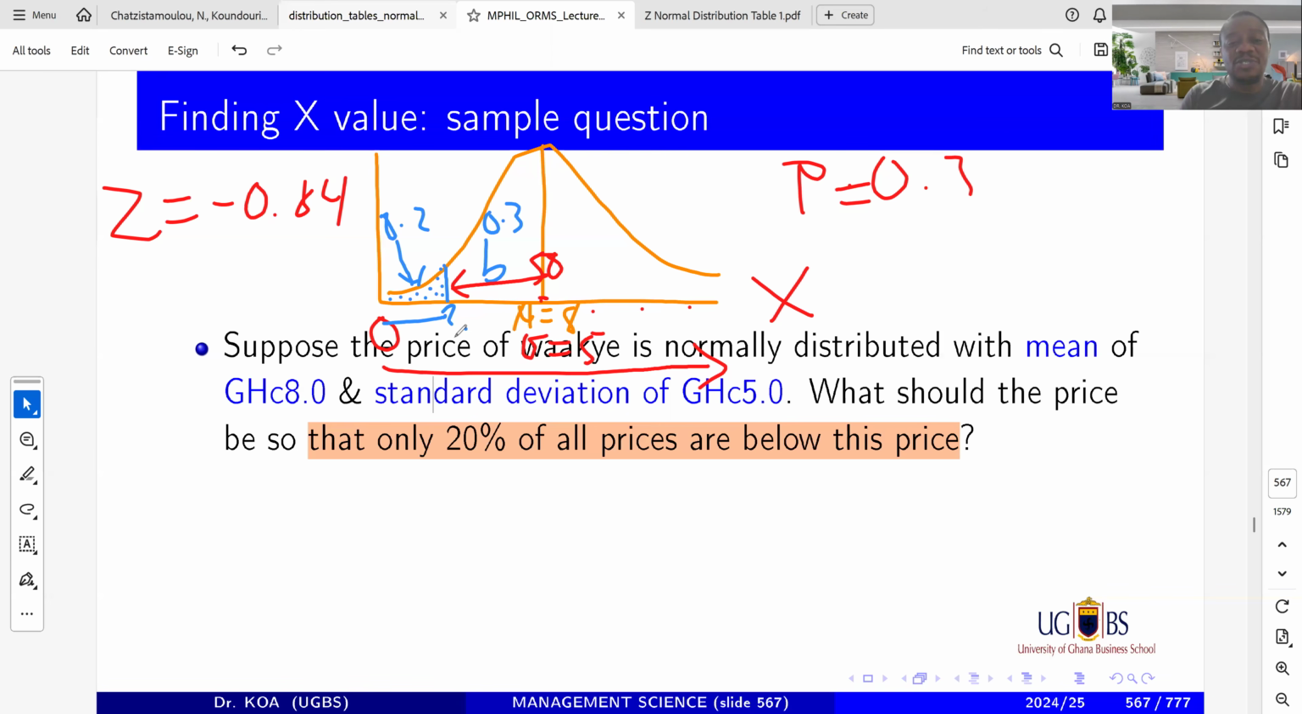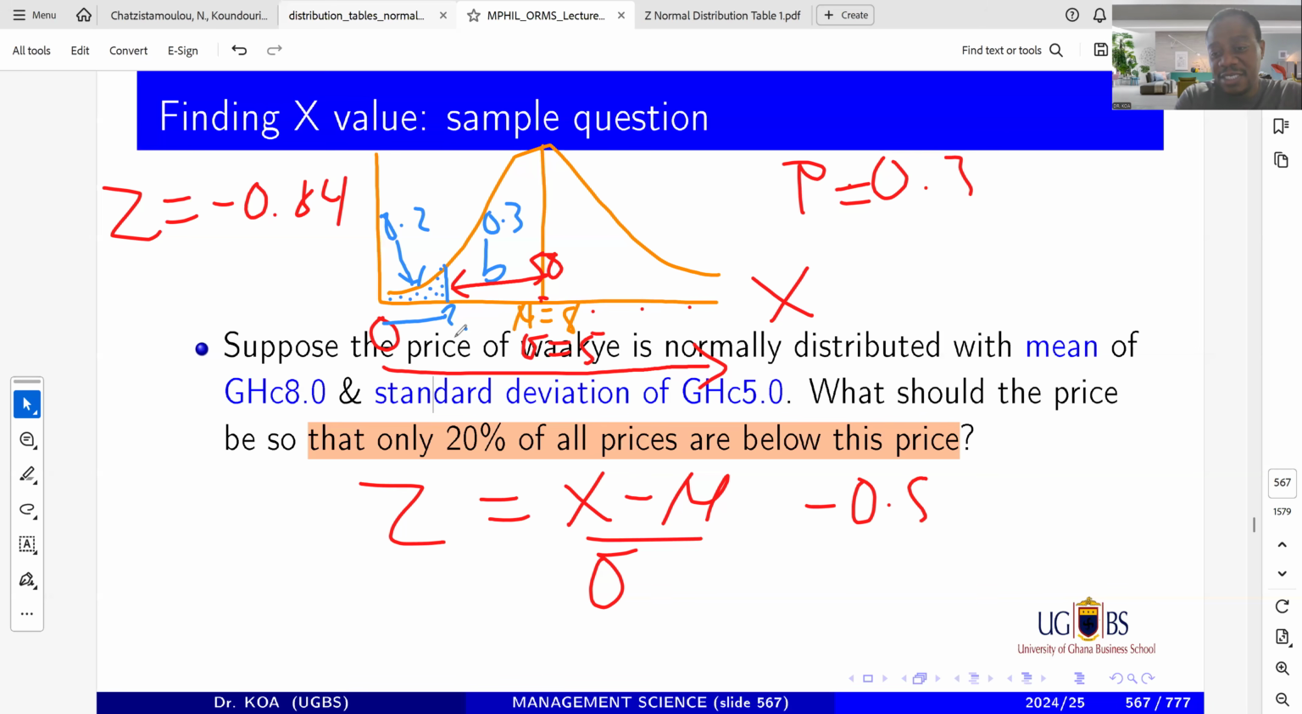That's it. Now substitute it into the formula. What is the z formula? The z formula is z equals x minus mu over sigma. We know the value of z now. It is negative 0.84 equals x, we don't know the x, that's what we're looking for, minus the mean. The mean is 8, divided by the standard deviation, that is 5. Find your x. Cross multiply. Group items. Simple. Find me your answer. Who is done?